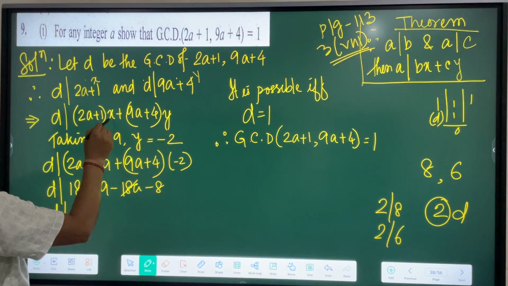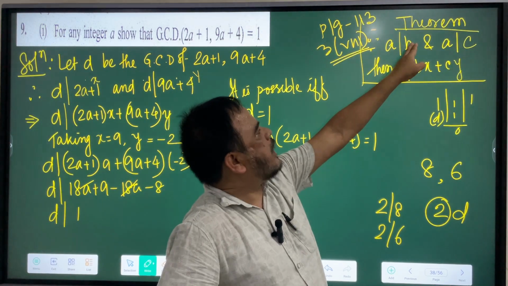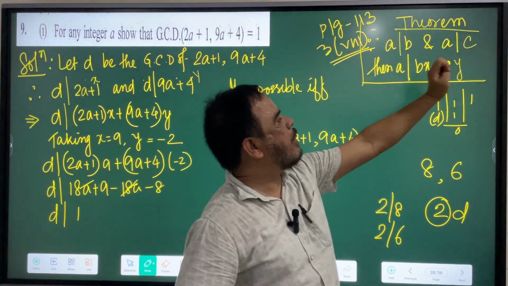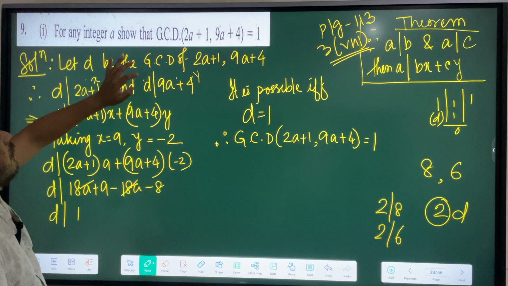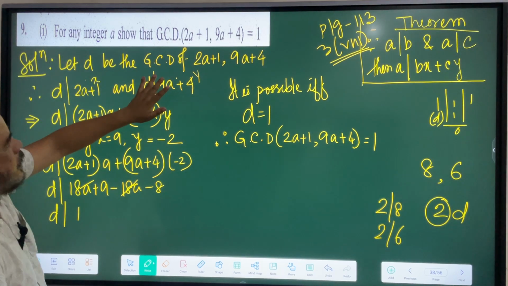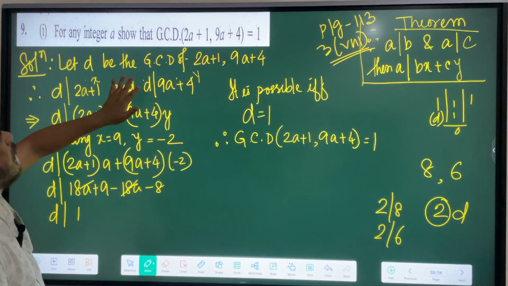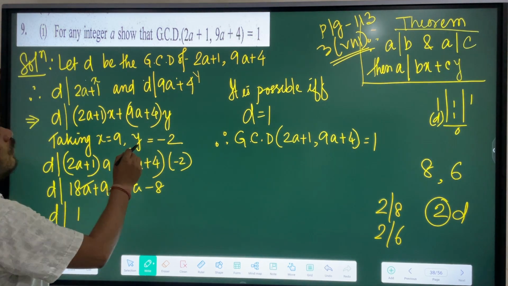So (2a plus 1)x plus (9a plus 4)y. I hope you understand this one. With the first one x is multiplied, with the second one y is multiplied. D divides this, D divides this. A divides B, A divides C, so A divides Bx plus Cy. Taking x equals 9, y equals minus 2.